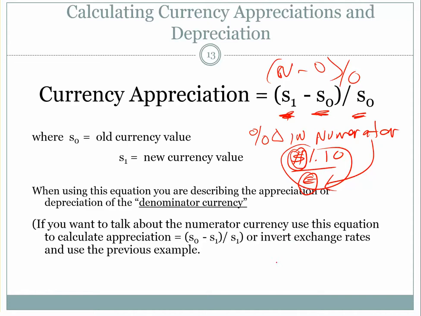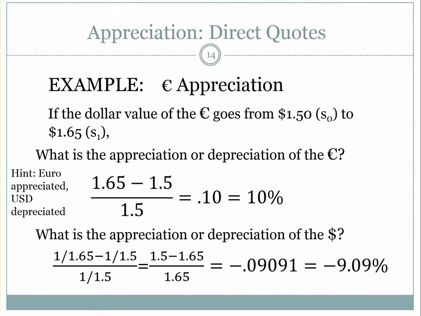You wouldn't just change the sign. What you actually do is take old minus new over new, and I'll show you why, and that'll give you the percent change of the numerator currency. So let's look at a couple of examples. Say the euro goes from $1.50 to $1.65. The price of a euro goes up.